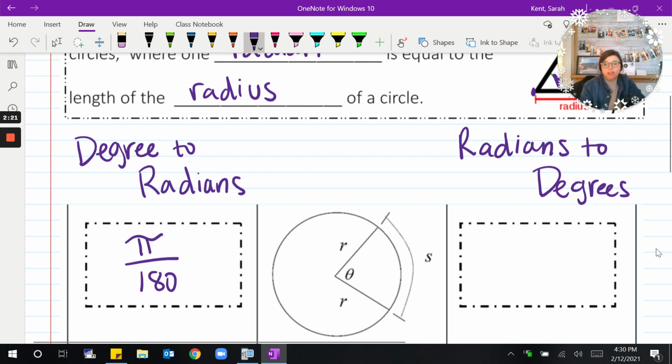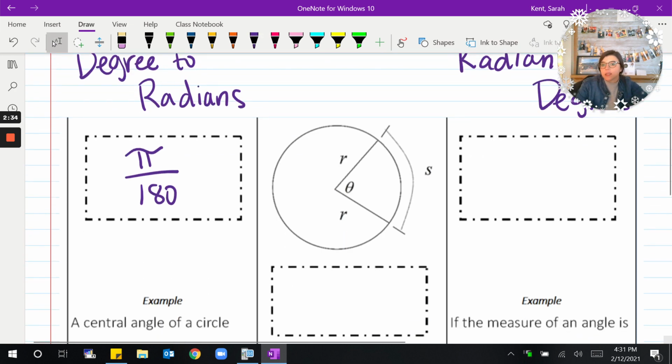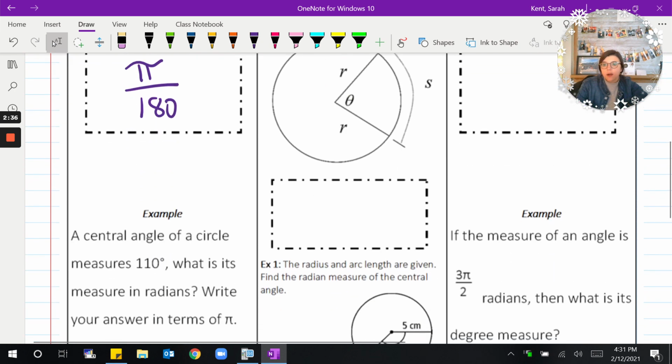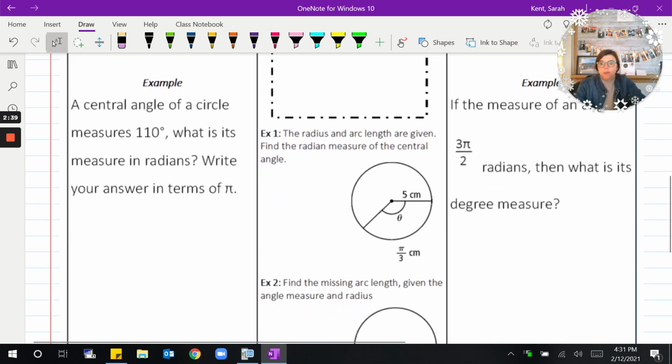Pi is only used with circles. So as we're working with circles, we will see pi pop up, and then over 180. So here is how this works. In our example, a central angle of a circle measures 110 degrees. What is the measure in radians? Here it just wants us to go from this 110 degrees to radians.